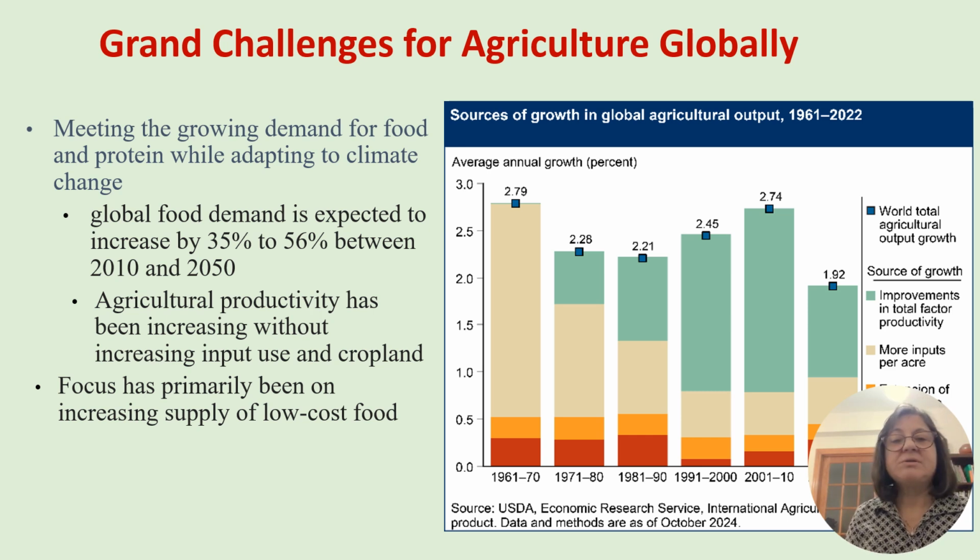Agriculture across the world faces several grand challenges. Among these, a key challenge is meeting the growing demand for food and protein while adapting to climate change. Global food demand is expected to increase by 35 to 56% by 2050. So far, agricultural productivity has been increasing without increasing the use of inputs and land, mainly by increasing total factor productivity. But the focus of our agricultural sector has primarily been on increasing the supply of low-cost food.